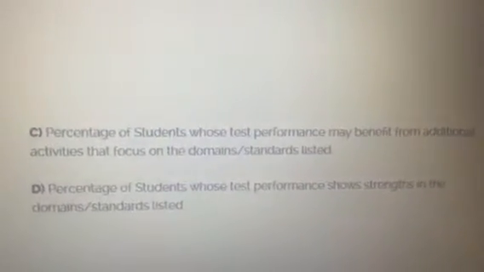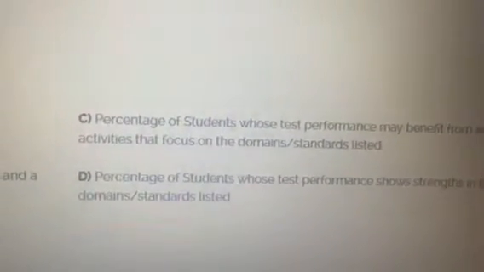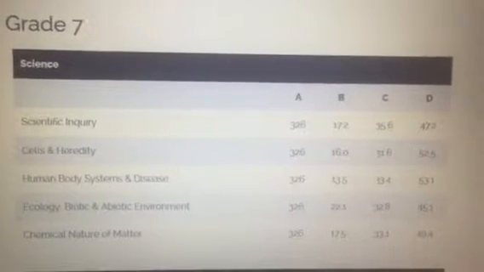Column C are for those students whose test performance shows that they could benefit from additional activities, and column D shows students who demonstrated strengths in the test performance. And so we're going to take a look now at 7th and 8th grade information. We'll start with 7th grade science.